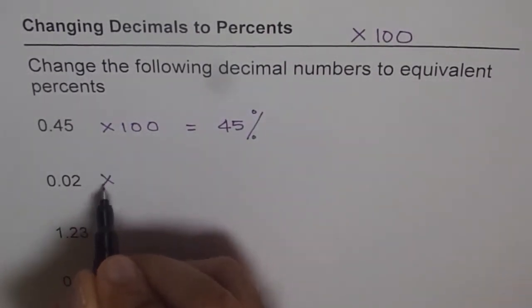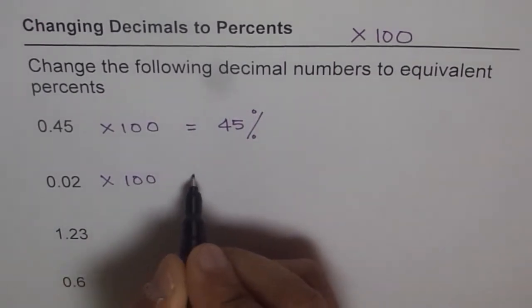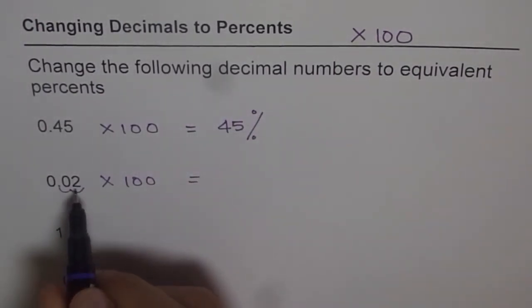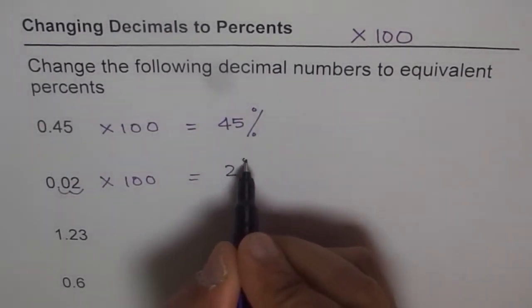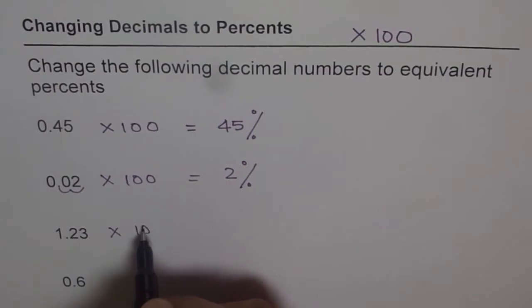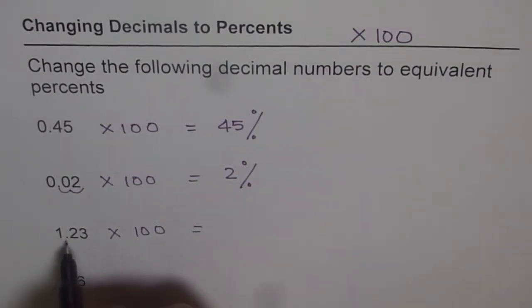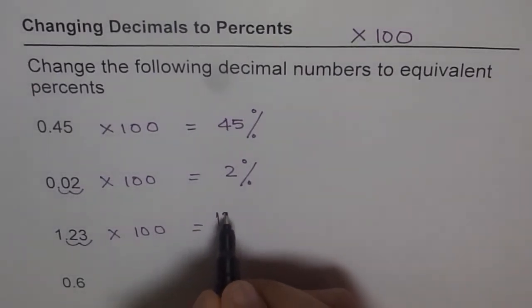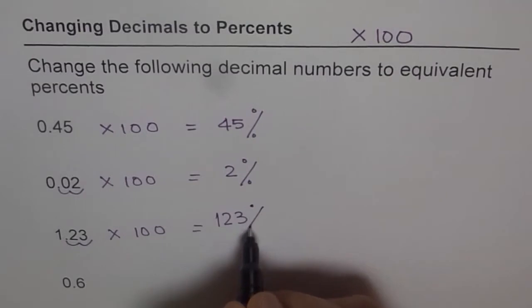Again, let's do times 100. When you do times 100, this decimal moves 2 places, right? So what do you get? You get 2, so it is 2%. That is it. Here, let's again times it with 100 and see what we get. That means the decimal moves 2 places to the right. We get 123, so we can write this as 123%, right?